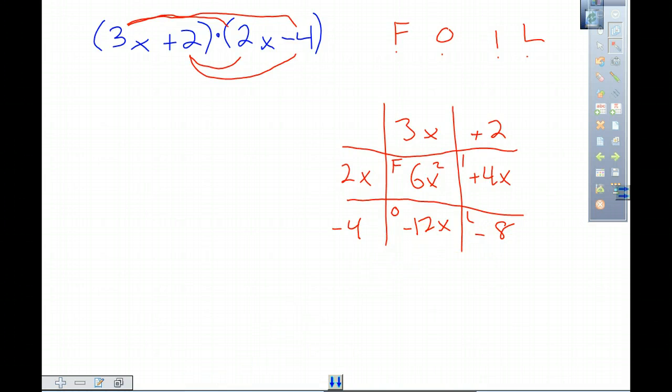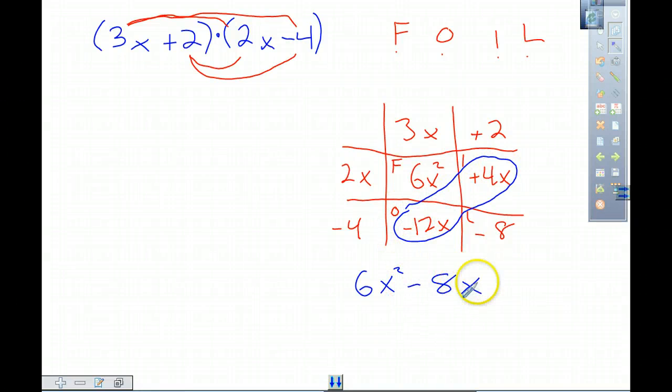And we always have this diagonal line that turned out to be like terms. So we can combine those together. So our final answer was usually whatever this is, that's our A, 6x squared. Then combine these, you end up with, on this one, negative 8x. And here you end up with negative 8. That's how we multiplied binomials together.